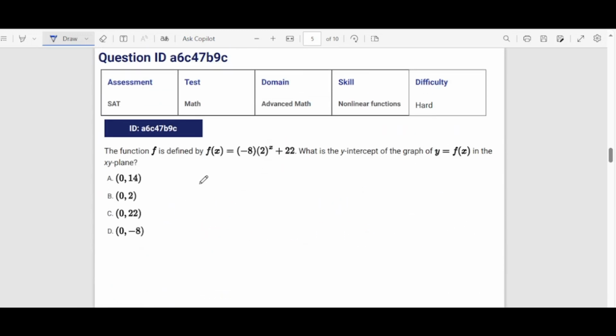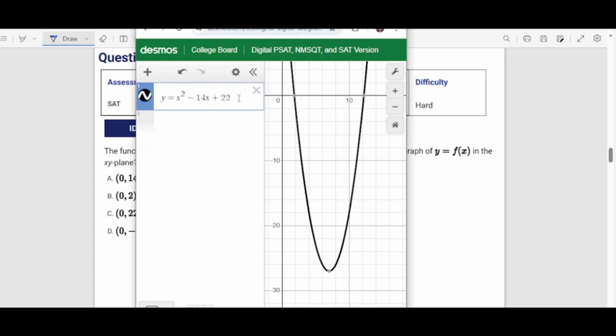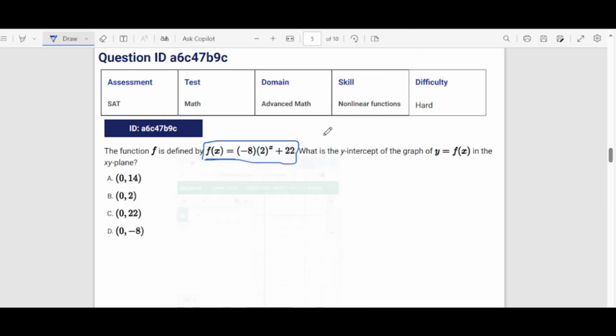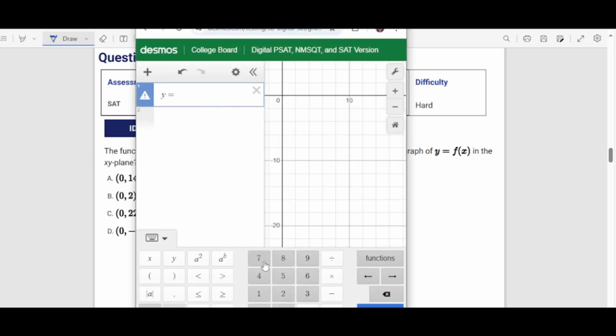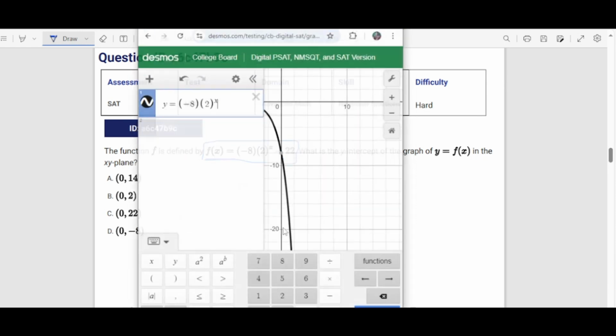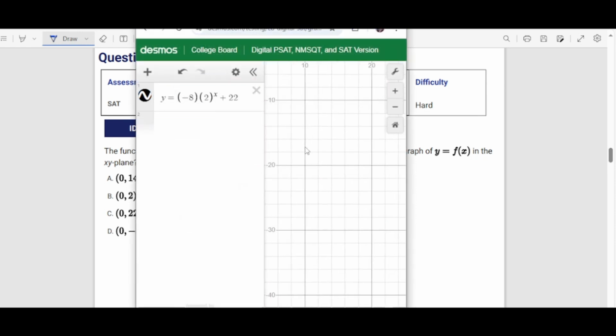All right, next question. The function f is defined by f of x equals minus 8 into 2 power x plus 22. What is the y-intercept of the graph of y equals f of x in the xy plane? Alright, so again, we need to use Desmos for this. So we'll just add this in our Desmos. y equals minus 8 into 2 power x and plus 22. And we've got a graph here.